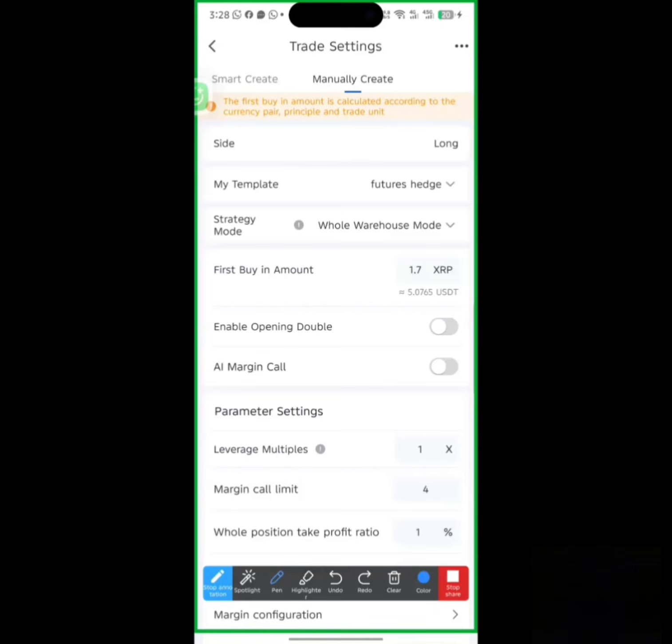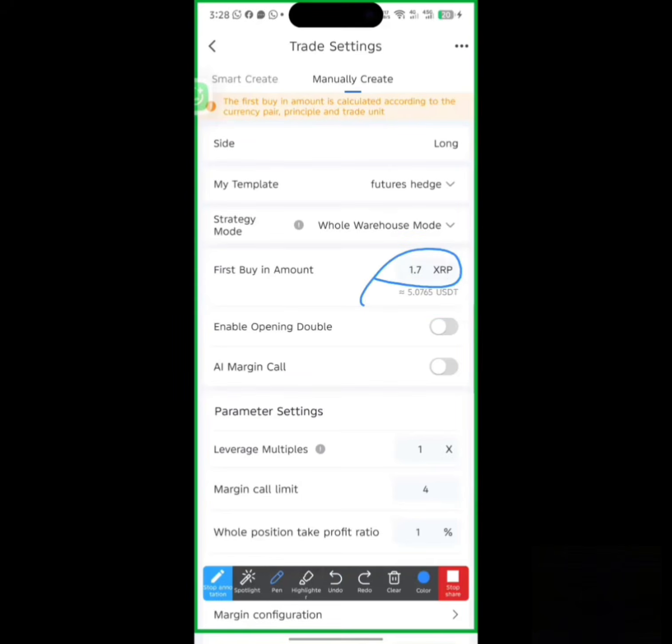Thank you, Army. I see Army saying USDT. Thank you. So you have USDT. This is what you have. You do not have XRP. So when you want to put your first buying amount, you are not putting it based on XRP. You are putting it based on USDT, but they will not allow you to write your first buying amount based on USDT. You have to write it based on XRP.